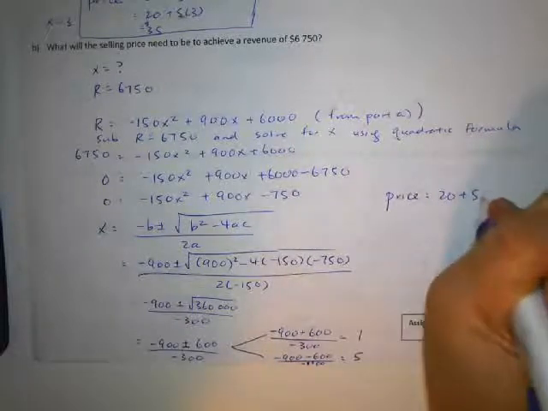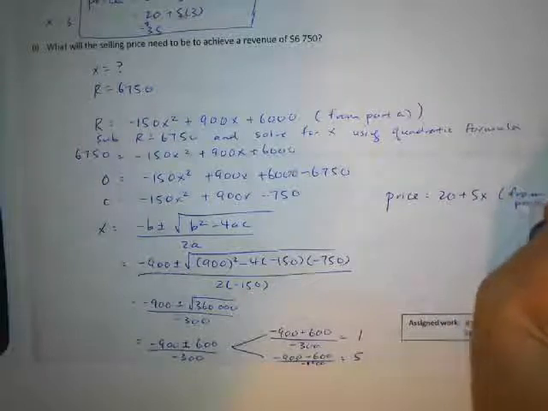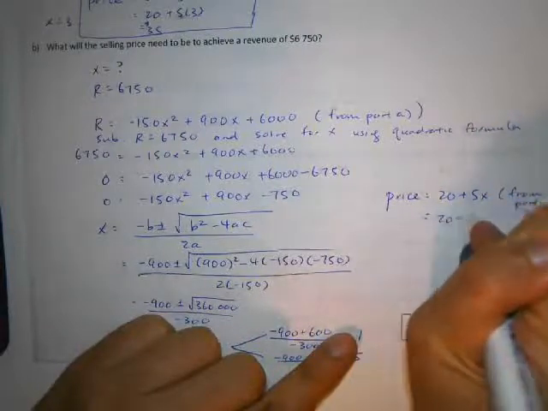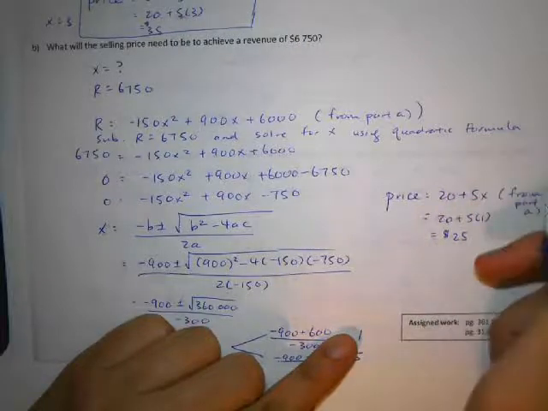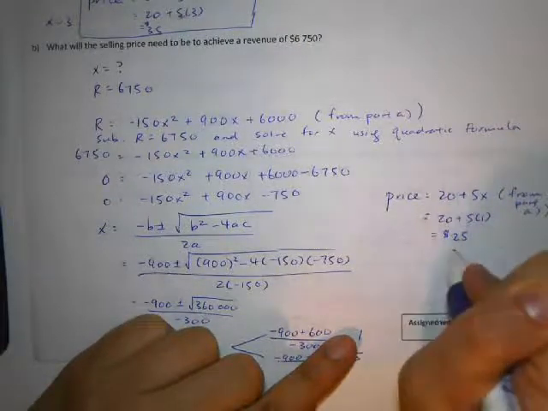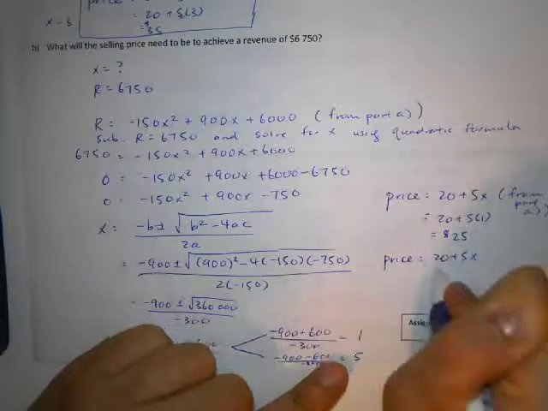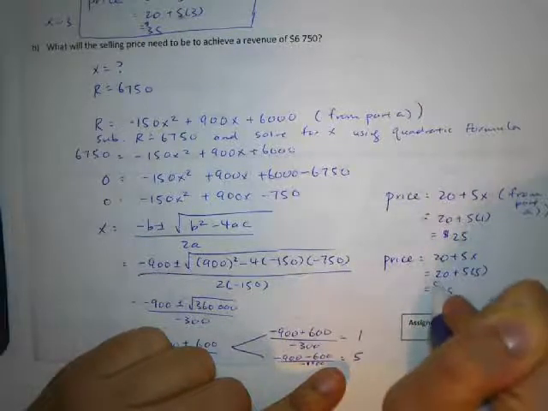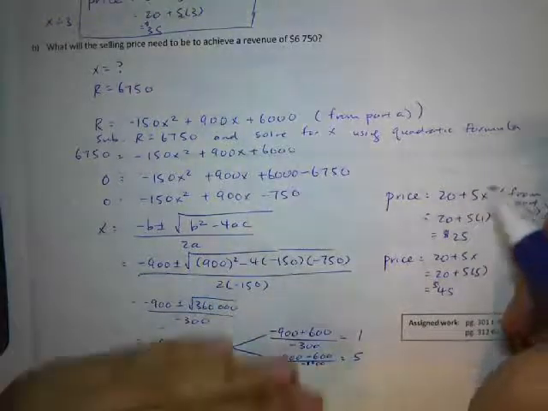So price we know is 20 plus 5x. That's from part A. So if x is 1, it's $25, or if x is 5, it's going to be $45. So these 2 prices will give a revenue of $6,750.